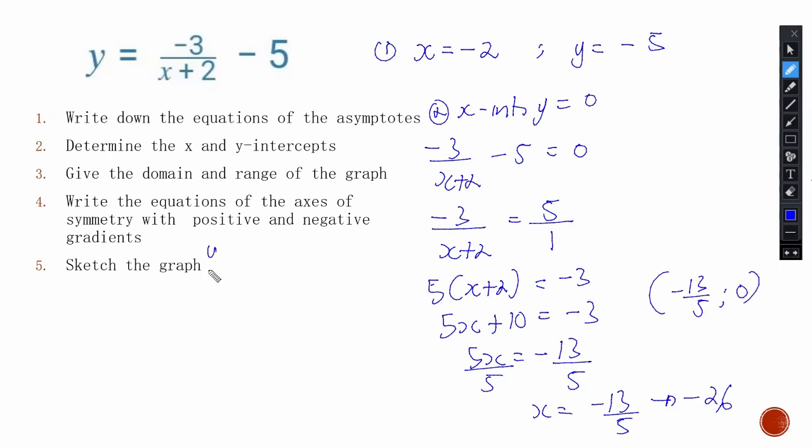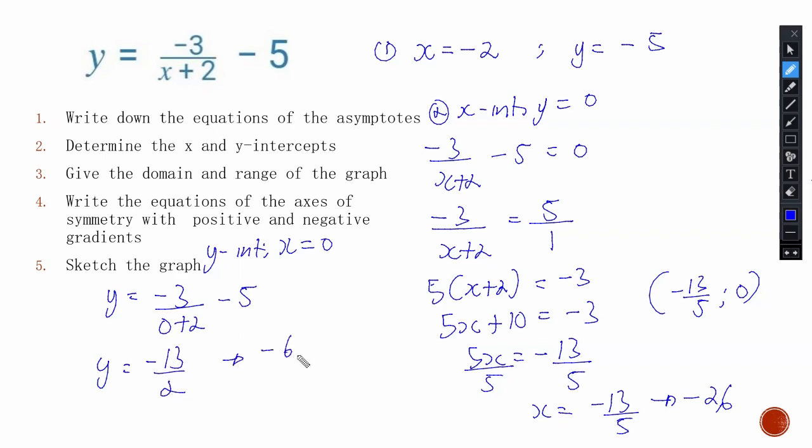Now, what about the y-intercept? Y-intercept, you make x 0. So this one is fairly simple to calculate. Negative 3 and then 0 plus 2 here, then minus 5. You can simply just punch all of this into your calculator. Negative 3 over 0 plus 2, and then minus 5. That's going to give us what? Negative 13 over 2, of which negative 13 over 2 can be written as negative 6.5.